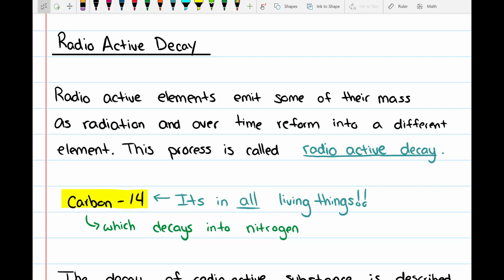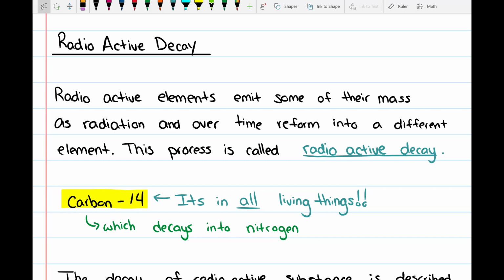Radioactive decay. Radioactive elements emit some of their mass as radiation and over time reform into different elements. This process is called radioactive decay. Carbon-14, which is in all living things, decays into nitrogen. So as carbon-14 ages, it emits some of its mass until it eventually will turn into nitrogen.